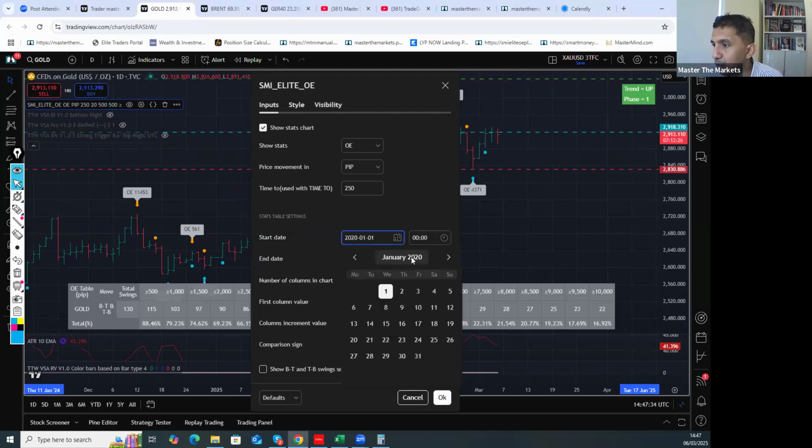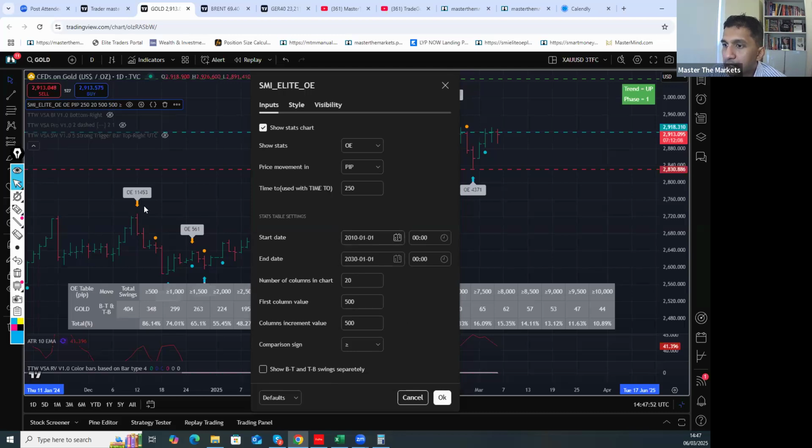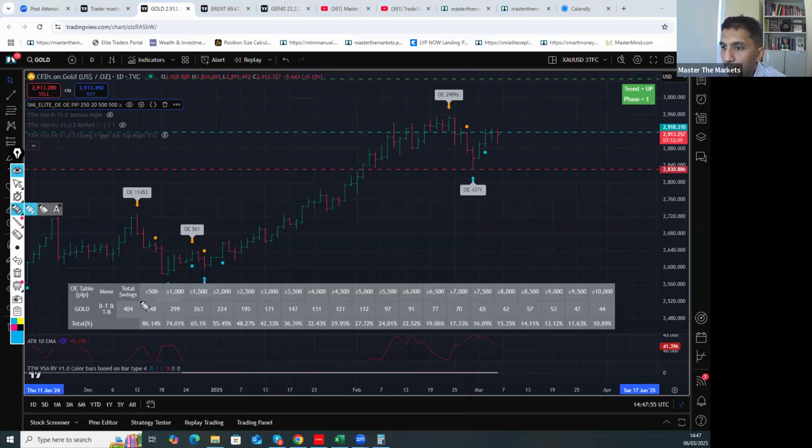So let's say I do 2010. Right, so now you see it's collecting more data over here, from 2010 to 2030. You can see that it's collecting over 404 swings. All the swings keep being collected into this table. And interestingly, this table was actually designed by one of our clients who joined us just from a webinar like this.